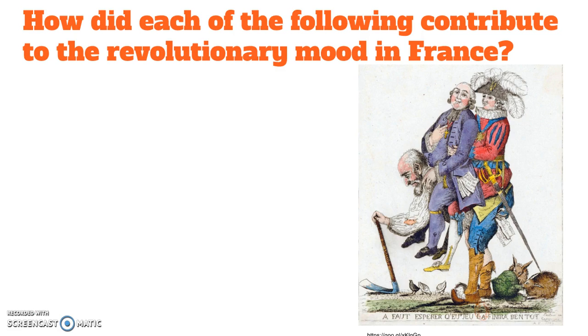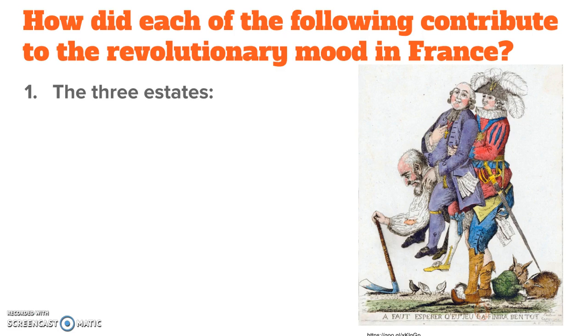Okay, this guided reading is set up so that there's two big tables on your worksheet, and each of them has a big question, and then we look at four different things that help to answer that question. So the first question is, how did each of the following contribute to the revolutionary mood in France? And the first thing we're going to look at is the three estates.